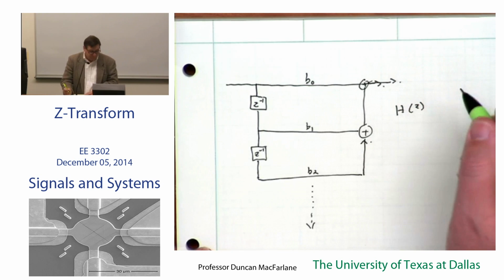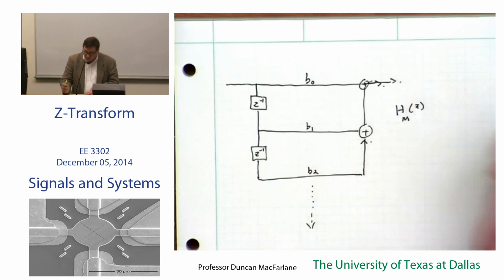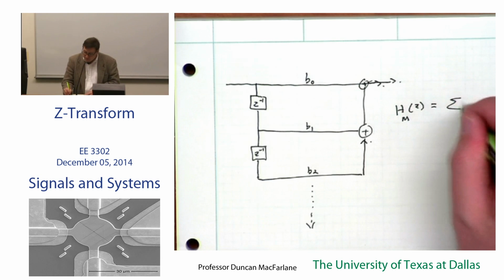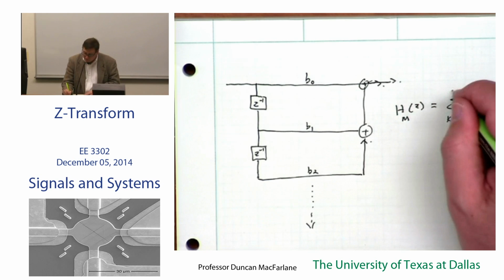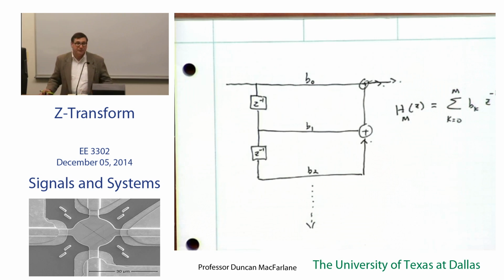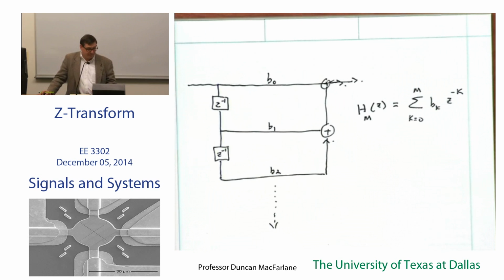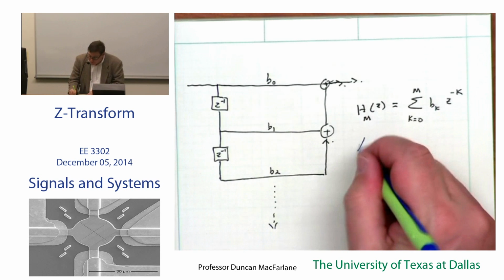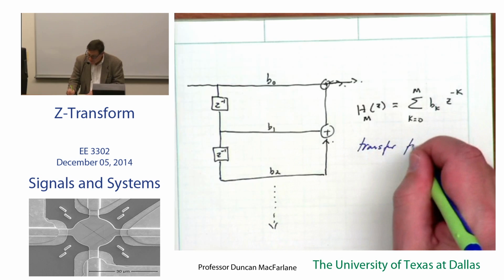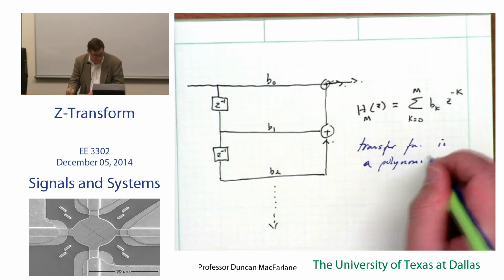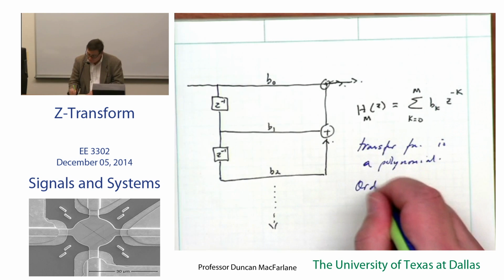Okay, so if I draw the output of this, h of z, and I'll draw it for an mth order system, then this is simply a sum from k equals 0 to m, b sub k, z to the minus k. So I can say that the transfer function is a polynomial. It's order m.